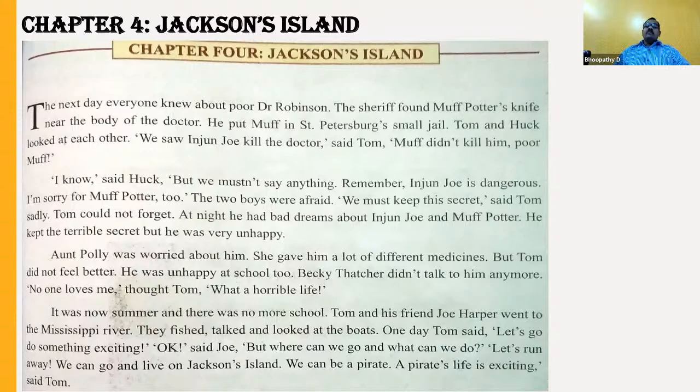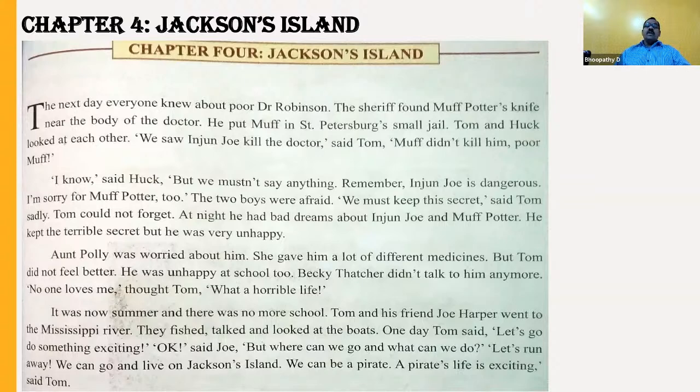Actually, they were the witness. The doctor was killed by Joe. Muff didn't kill him. Poor Muff was in jail. But they could not reveal this to anyone because Joe is very dangerous. I'm sorry for Muff Potter. The two boys were afraid. They felt very sorry. But they wanted to keep this a secret.